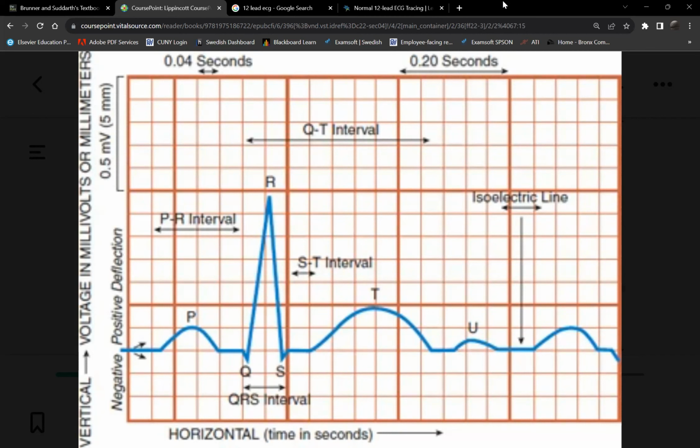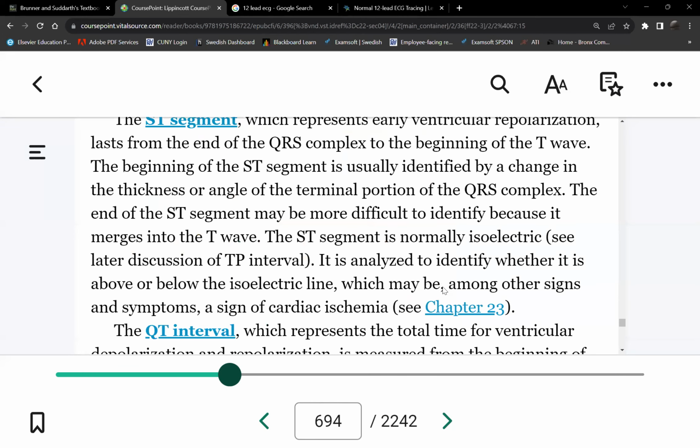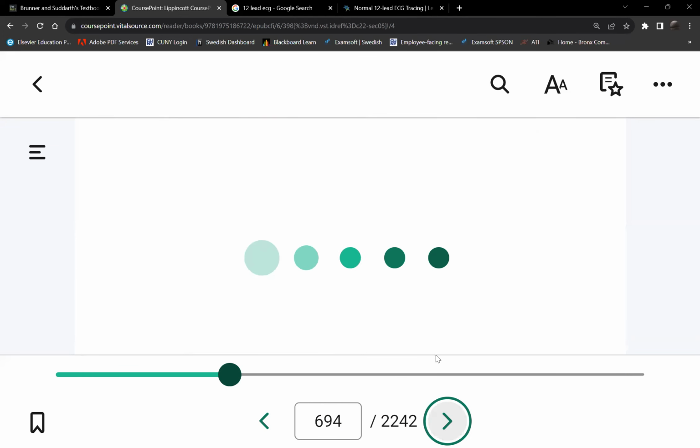So here, is it less than 3 small boxes? To measure, by the way, we imagine an isoelectric line. What is an isoelectric line? It's an imaginary straight line from which every wave and complex leaves and returns to. Okay, so this one doesn't count because this is drawn by somebody. So let's look at an actual one. I'll go back to this page.